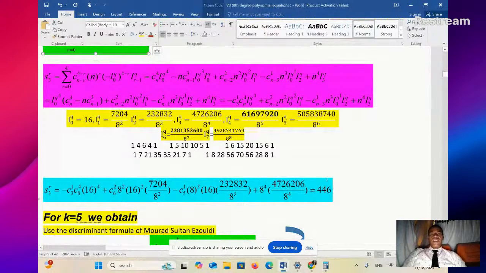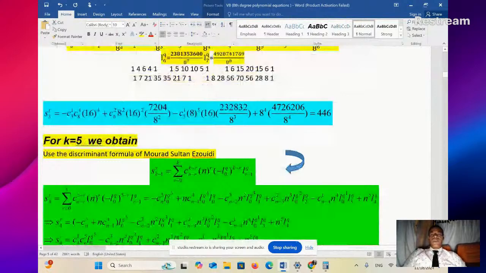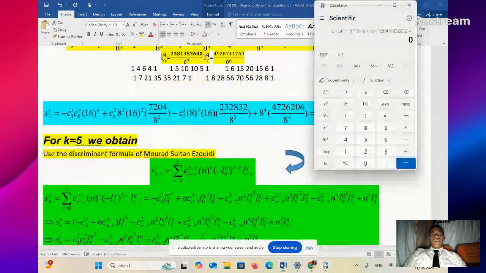Now, if you are looking at the fourth coefficient of the new 8 degree equation, it is 446. Every one of you learners, colleagues, and officers, try to apply the discriminant formula of Murad Sultan because it is generalized for any algebraic equation. Now, if you want to calculate it from first view, I'll just write this.